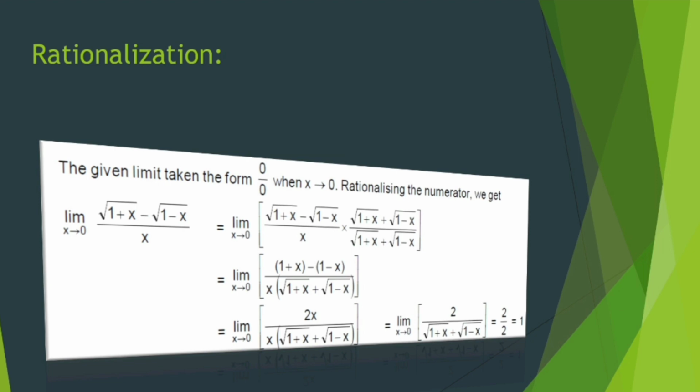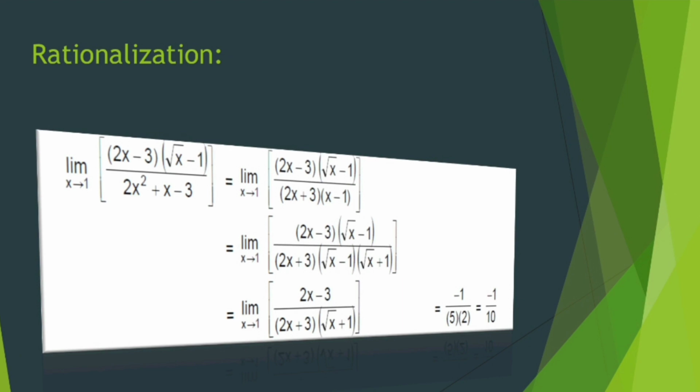So, we get limit as x tends to 0, (root over 1 plus x minus root over 1 minus x) into (root over 1 plus x plus root over 1 minus x) divided by x into (root over 1 plus x plus root over 1 minus x). The numerator is of the form (a minus b) into (a plus b), that is a square minus b square. So, we get limit as x tends to 0, (1 plus x minus 1 minus x), and the denominator is x into (root over 1 plus x plus root over 1 minus x). So, we get limit as x tends to 0, 2x by x into (root over 1 plus x plus root over 1 minus x). So, x gets cancelled, and we get limit as x tends to 0, 2 by (root over 1 plus x plus root over 1 minus x). Now, putting x equal to 0, we get 2 by 2, that is equal to 1.